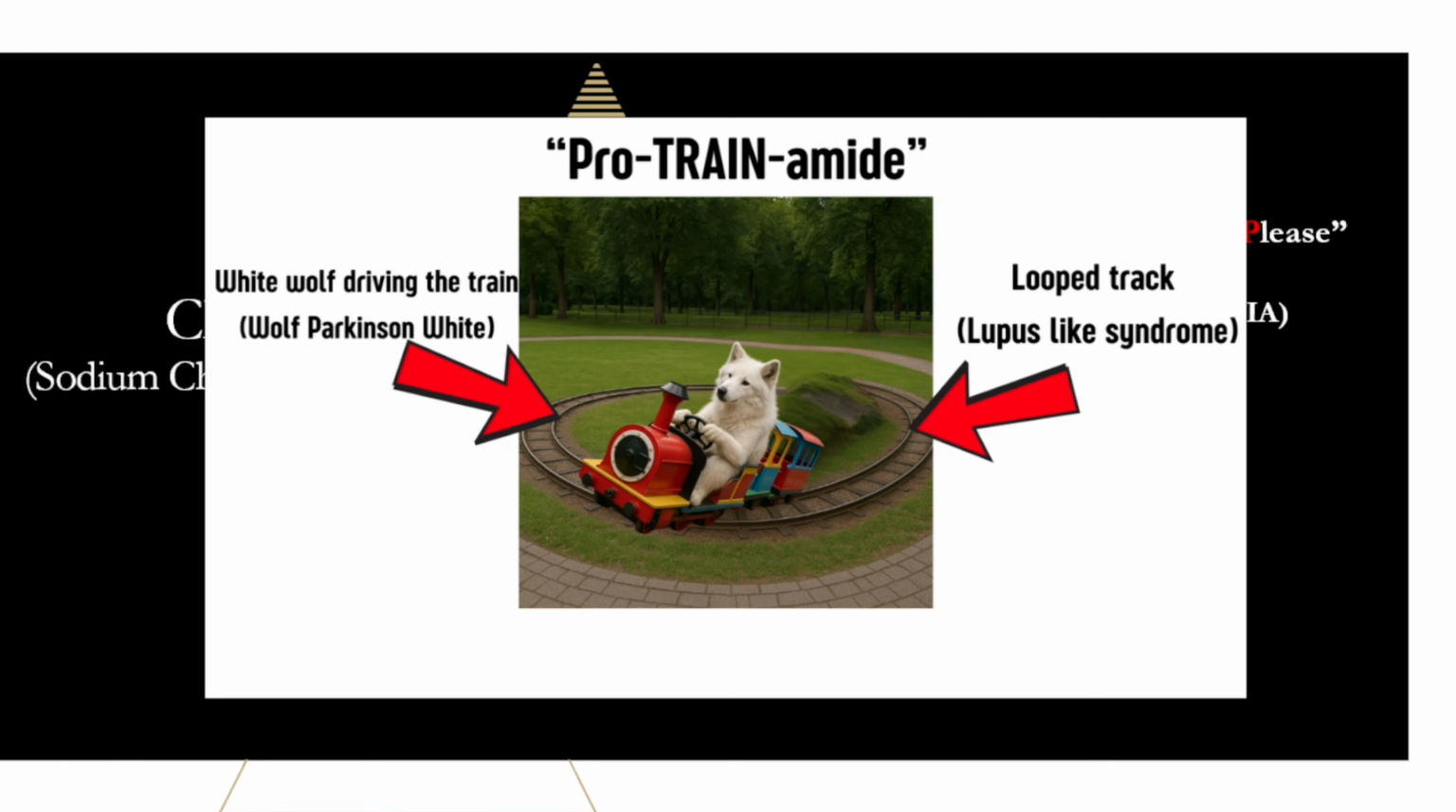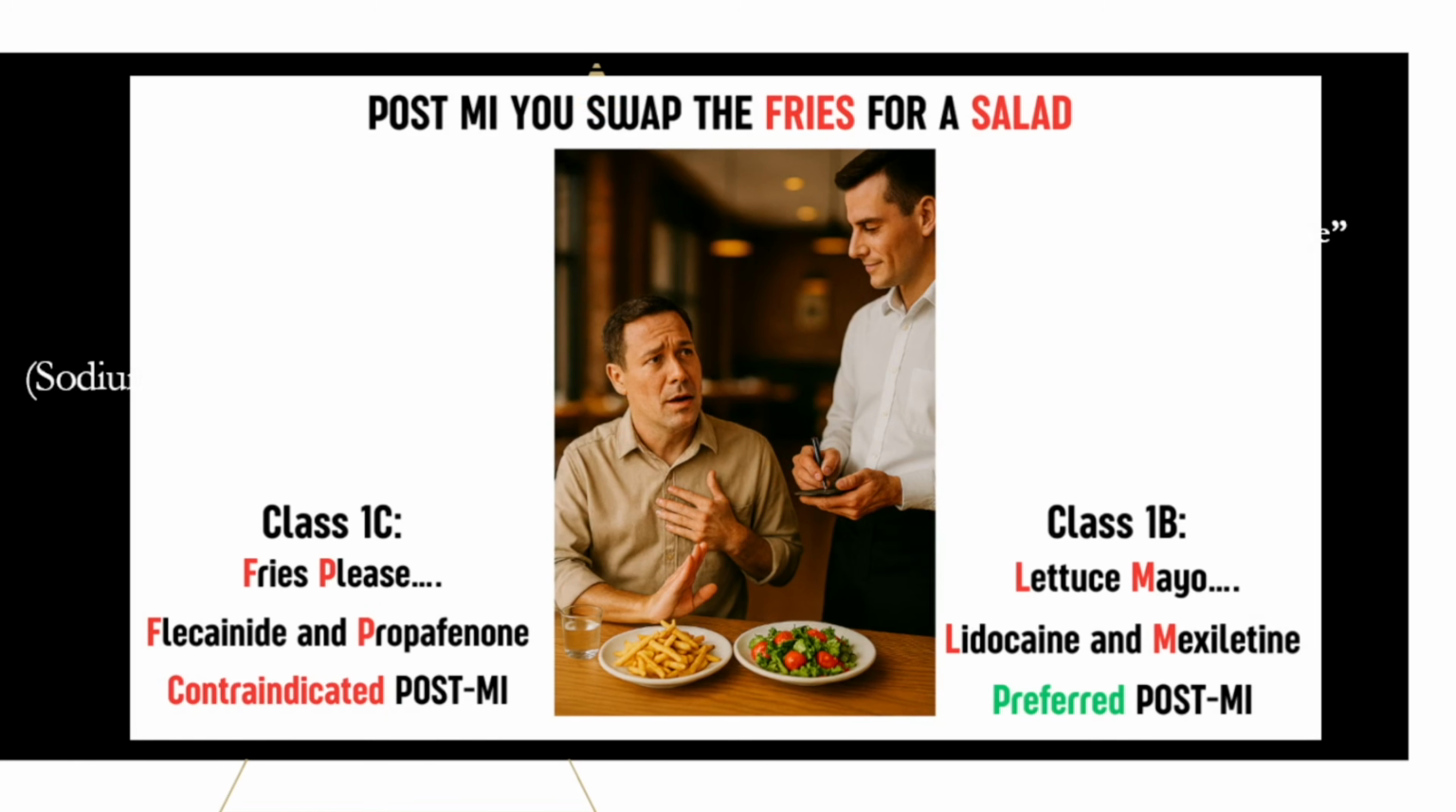Class 1B, lidocaine and mexiletine, used on your fast and failing ventricular tissue. And class 1C, flecainide and propafenone. Most importantly, remember these drugs are contraindicated with structural heart disease, post-MI, etc. Remember, after an MI, substitute your fries for a salad. And that's your sodium channel blockers.